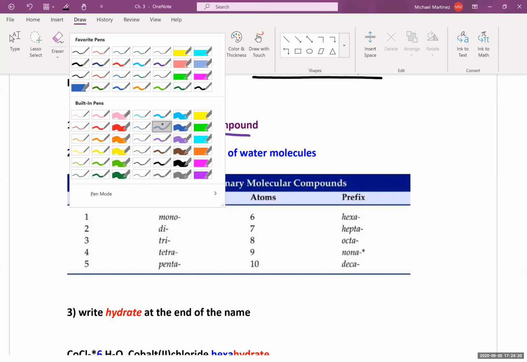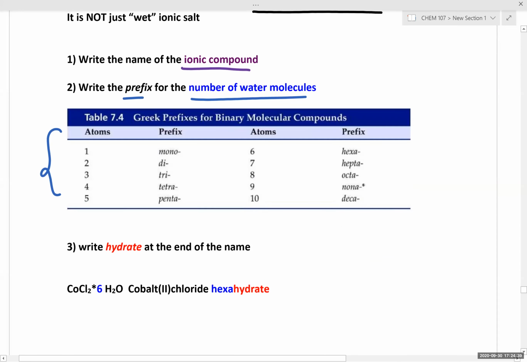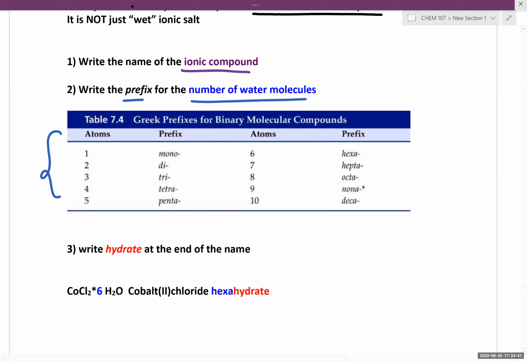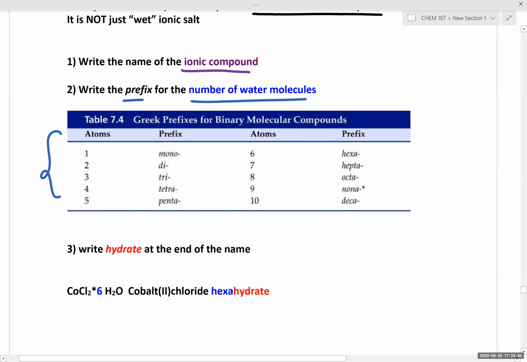Once we have that out of the way, you write the prefix for the number of water molecules. These prefixes are found below. Don't worry, even though it seems like a lot to memorize initially, you'll use these prefixes again when you're naming covalent compounds, so it's not like you're only memorizing it for one purpose. Finally, once you've included the prefix for the number of water molecules, you write hydrate at the end of the name.